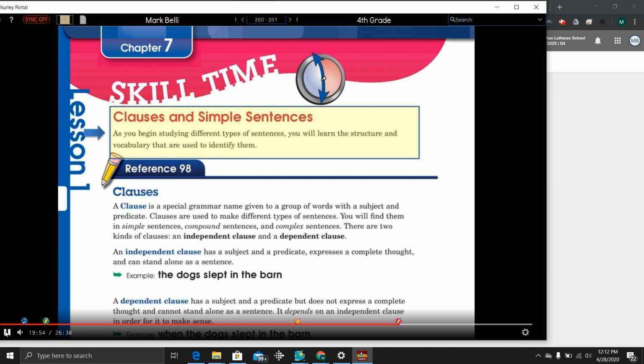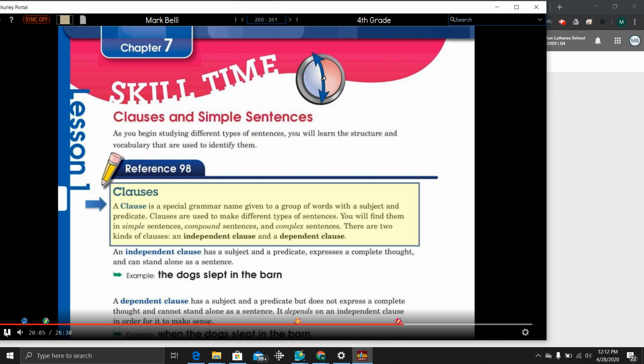Simple sentences. Follow the blue arrow. As you begin studying different types of sentences, you will learn the structure and vocabulary that are used to identify them. Follow closely as reference 98 teaches us about clauses. A clause is a special grammar name given to a group of words with a subject and predicate. Clauses are used to make different types of sentences. You will find them in simple sentences, compound sentences, complex sentences.